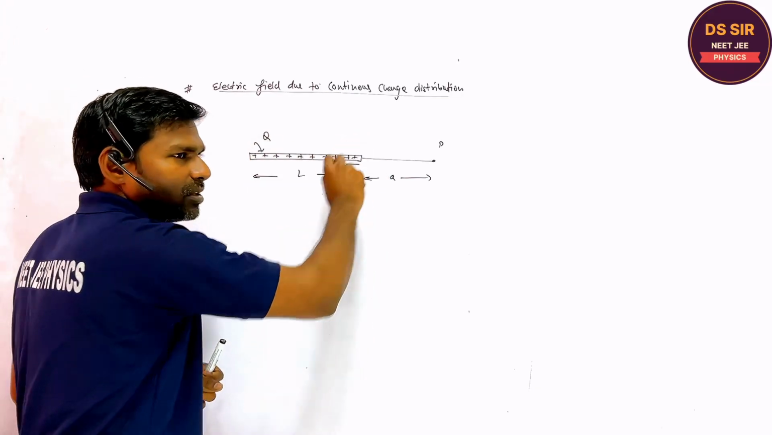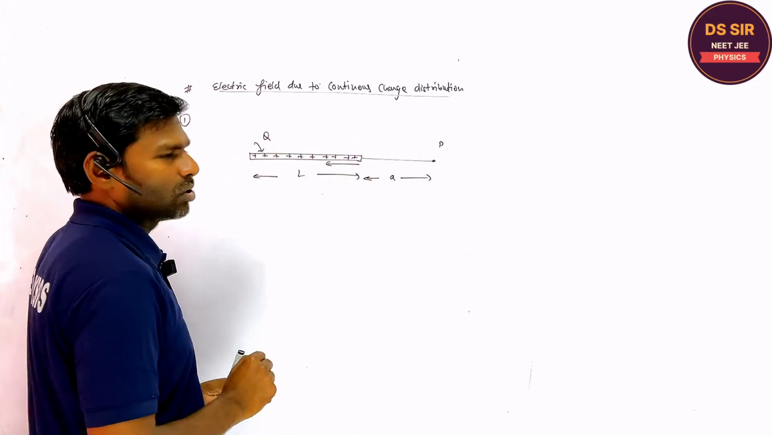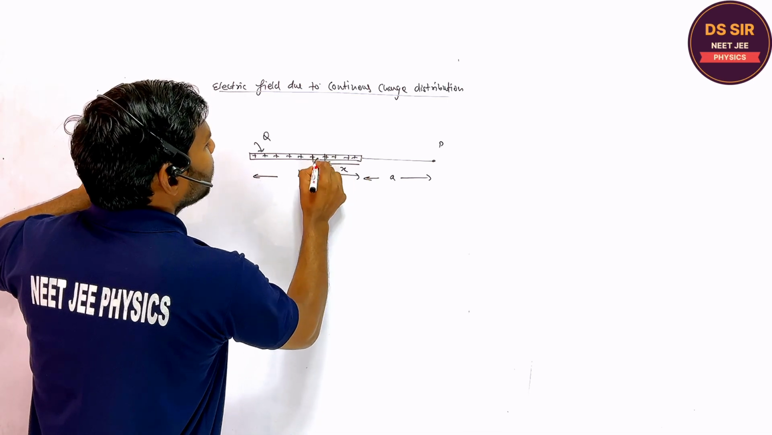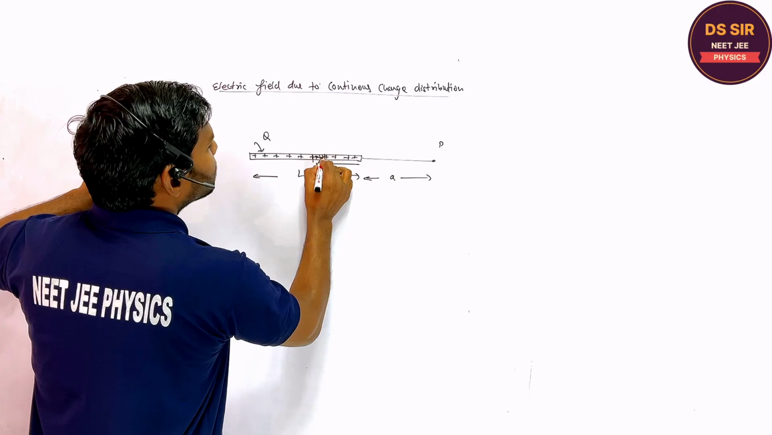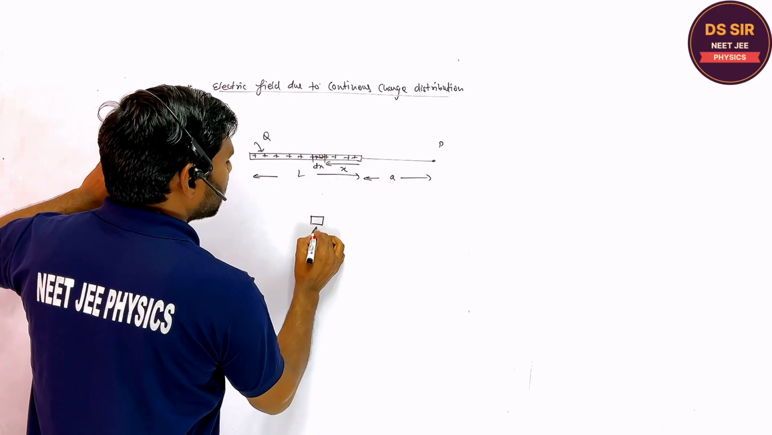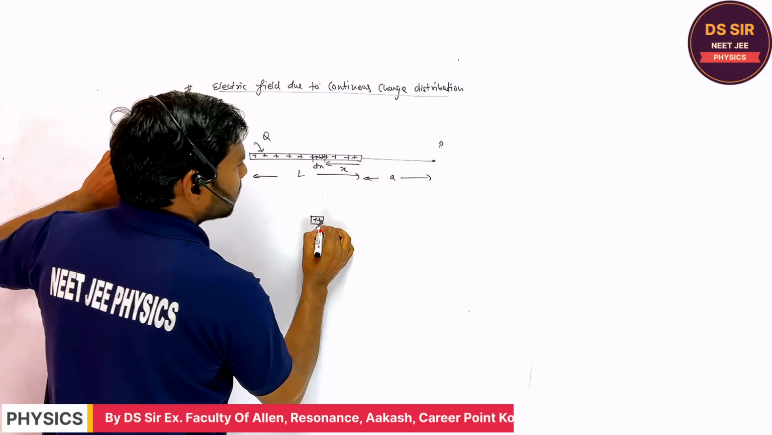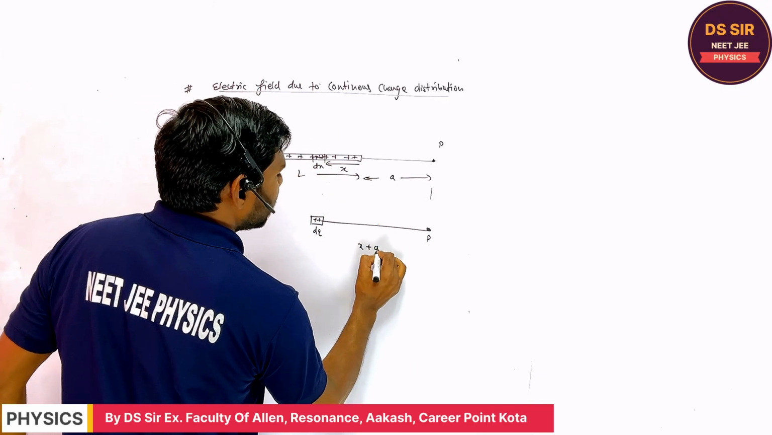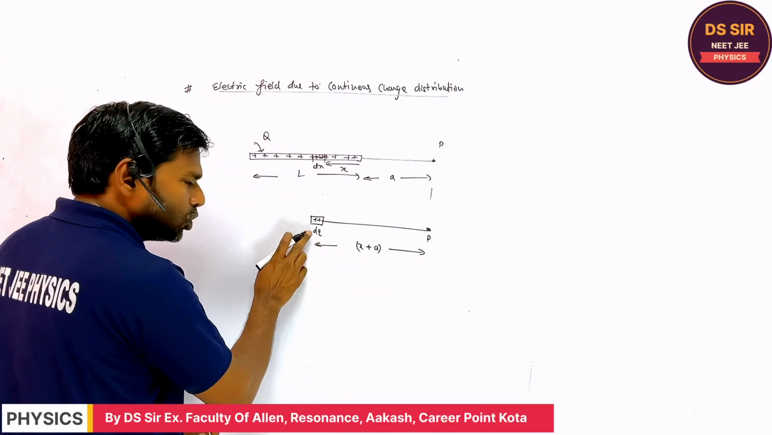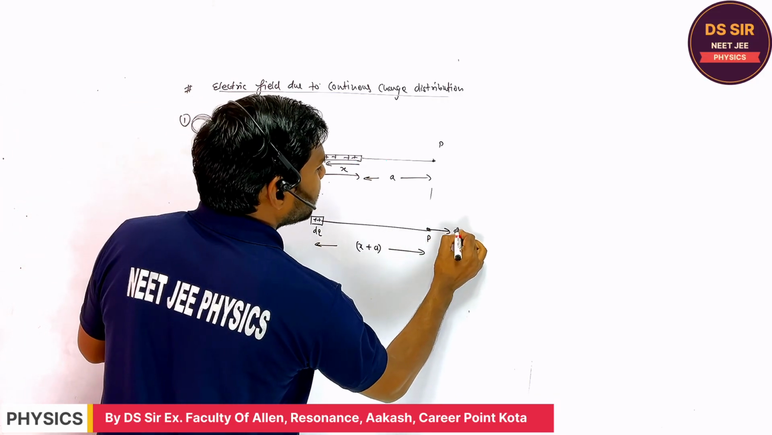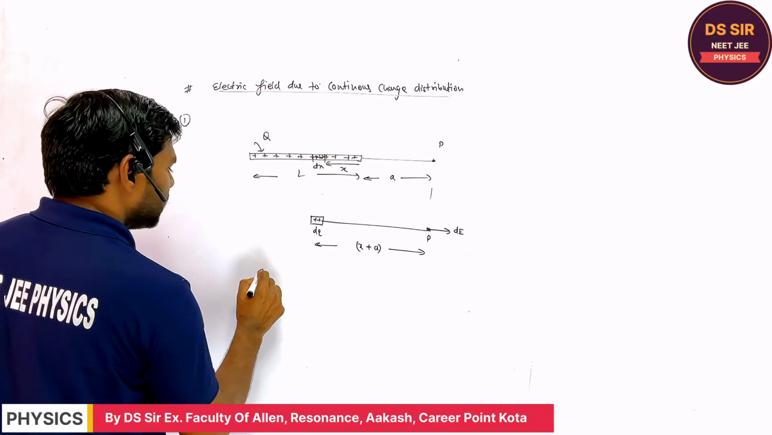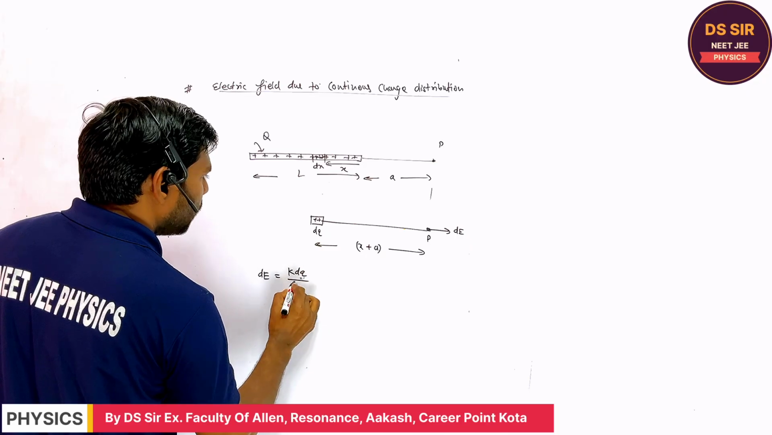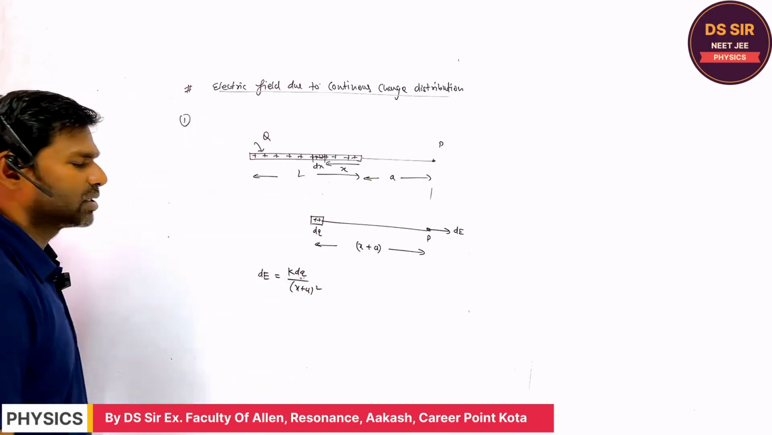I cannot write the electric field directly due to this rod, but if I assume an elemental portion of width dx, with charge dq, and this is the point P at distance x plus a, then due to this elemental charge the elemental electric field is dE, which is k dq upon (x plus a) whole square. Is it clear or not?